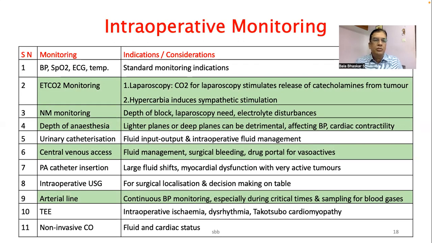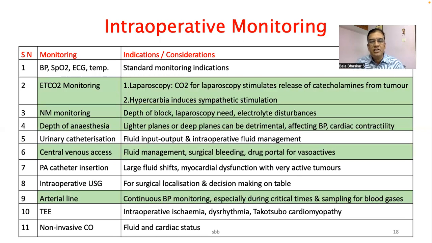We have to have neuromuscular monitoring. Depth of anesthesia monitoring is very important. If there is a deeper plane of anesthesia, there is greater release of sympathetic amines and hypertension risk for the patient. Cardiac contractility could also be affected with very deep planes of anesthesia. Central venous access would be required for fluid management in some set of patients, and of course, for administration of some vasoactive drugs in some selected set of patients.